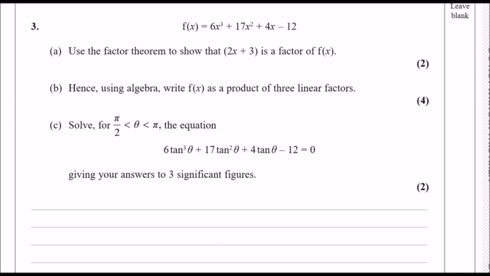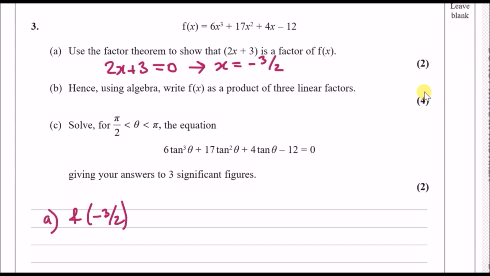Okay, 3. So use the factor theorem to show that 2x plus 3 is a factor of this function above. Okay, so according to the factor theorem, guys, it literally tells us that if we let this linear term, 2x plus 3, equal 0 and find a solution for x, in this case, x would be minus 3 over 2. And if we substitute this value of x into this function, then we should get no remainder. So in other words, guys, let's plug f of minus 3 over 2 into the equation.